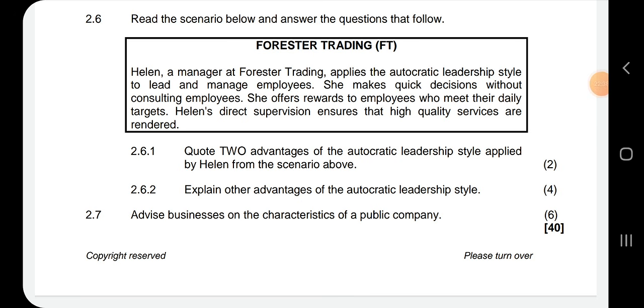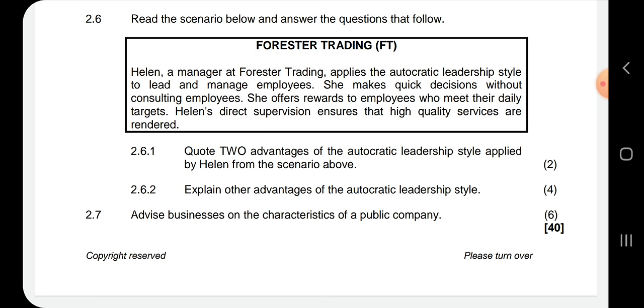Read the scenario below and answer the questions that follow. Helen, a manager at Foster Trading, applies the autocratic leadership style to lead and manage employees. She makes quick decisions without consulting employees. She offers rewards to employees who meet their daily targets. Helen's direct supervision ensures that high-quality services are rendered. 2.6.1: quote 2 advantages of the autocratic leadership style applied by Helen from the scenario below. What are advantages? They are the positives of that leadership style. Explain other advantages of the autocratic leadership style.